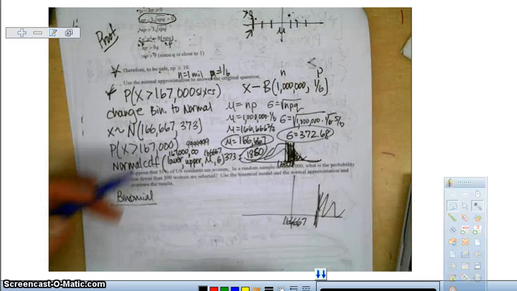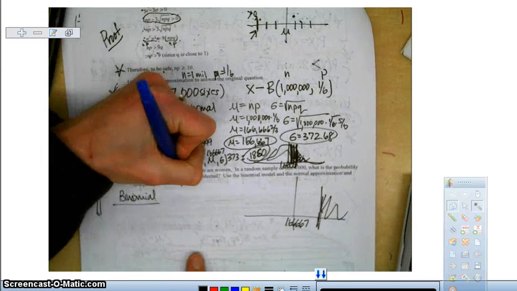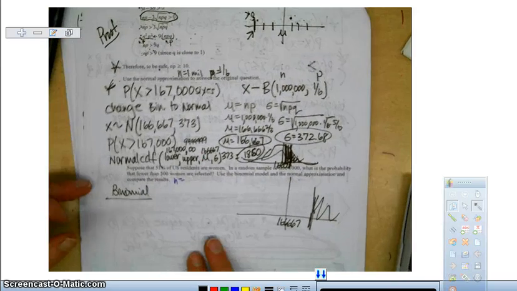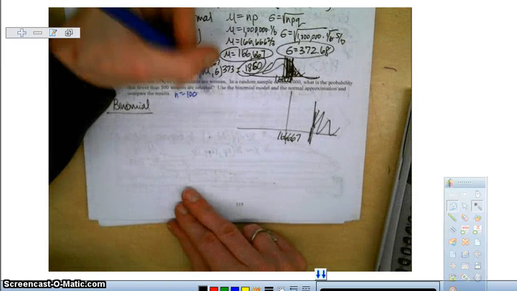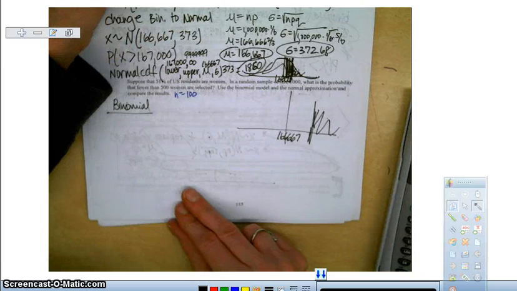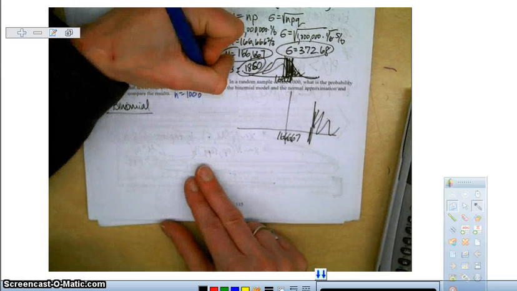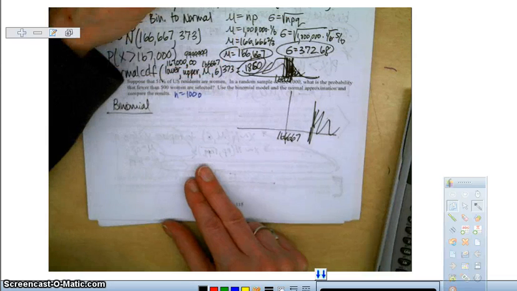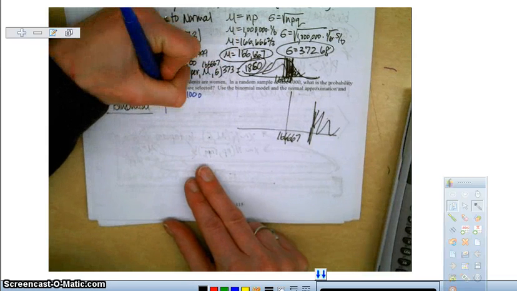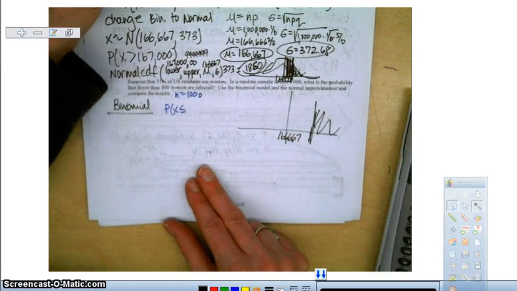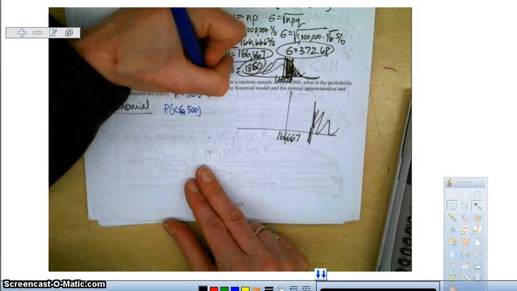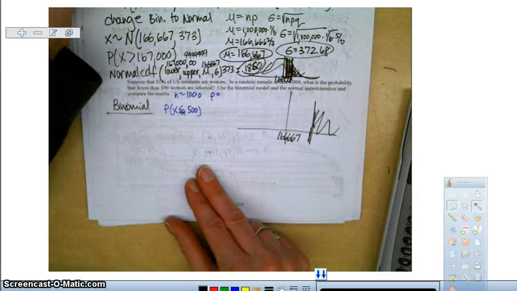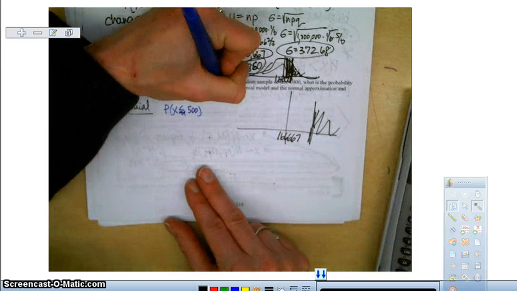So in the binomial model, what is n in the problem? N is 1,000. And x is, well, the probability that x is less than what? Less than 500, okay? P, the probability of success, is what? 0.51. So what's Q?